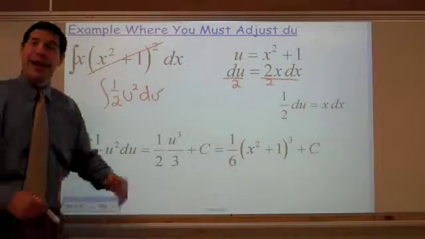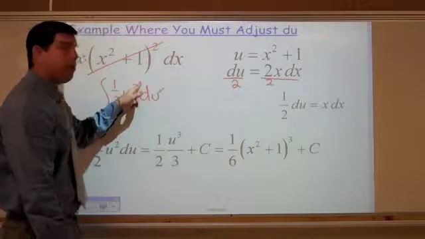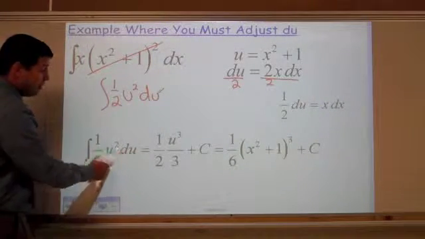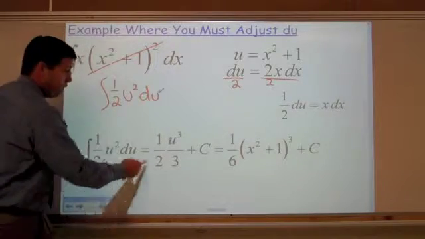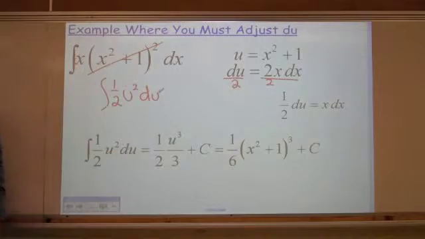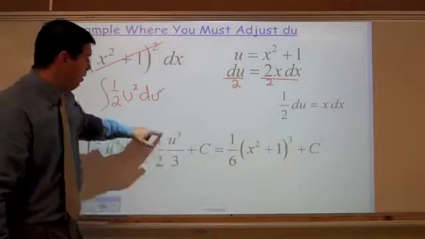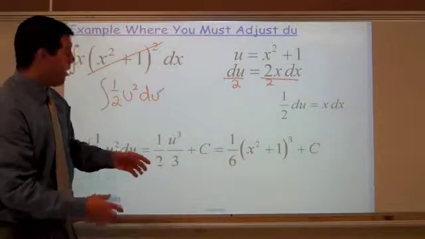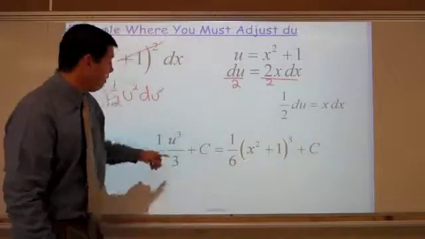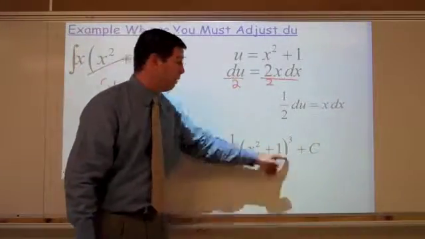Now again, just a general power rule. Add one to the power, divided by the new power. So I go to u cubed divided by 3. So the integral of 1/2 u squared du is 1/2 u cubed divided by 3 plus c. Now I'm going to combine these two quick steps. I'm going to combine the fractions, and I'm going to back substitute. So 1/2 times 1/3 is 1/6. u was x squared plus 1, so I write (x squared plus 1) cubed plus c.